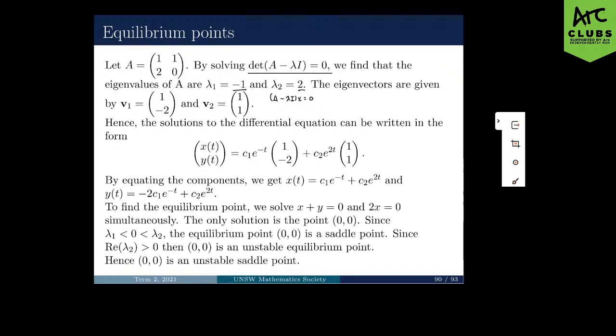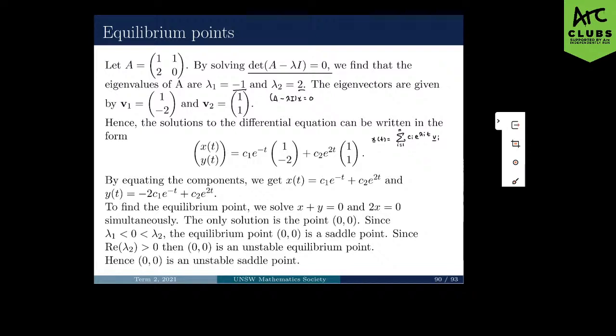Equals 0. Yeah, so we solve this for V, and that's how we find the eigenvectors. So now that we have that down, we can write our solutions in the form x(t) equals the sum from i equals 1 to n of c_i e to the power of lambda_i t times v_i, where v_i is the eigenvector corresponding to eigenvalue lambda_i.